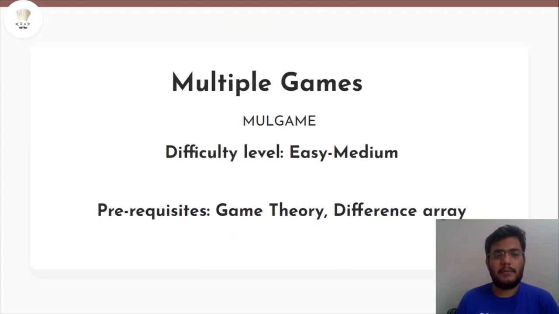Today we will be solving the problem named multiple games, which is an easy medium level problem. In order to solve this problem, you should know how game theory works and also have some prior knowledge about it. And be aware of the difference array concept.